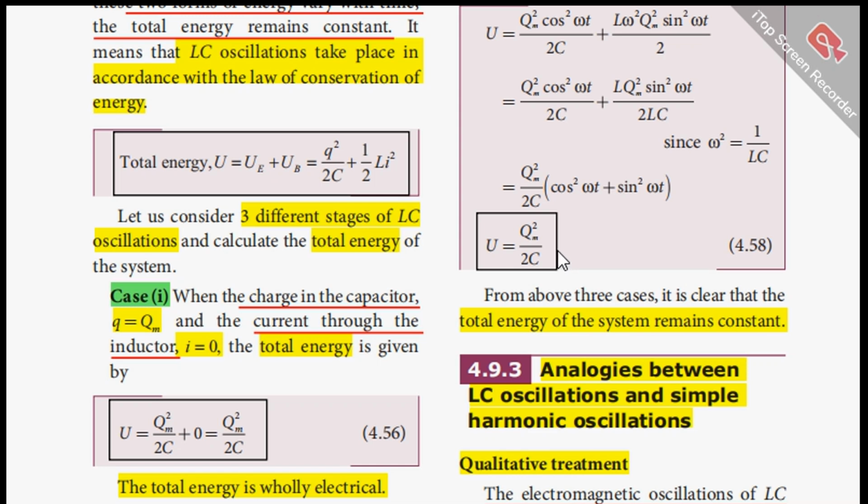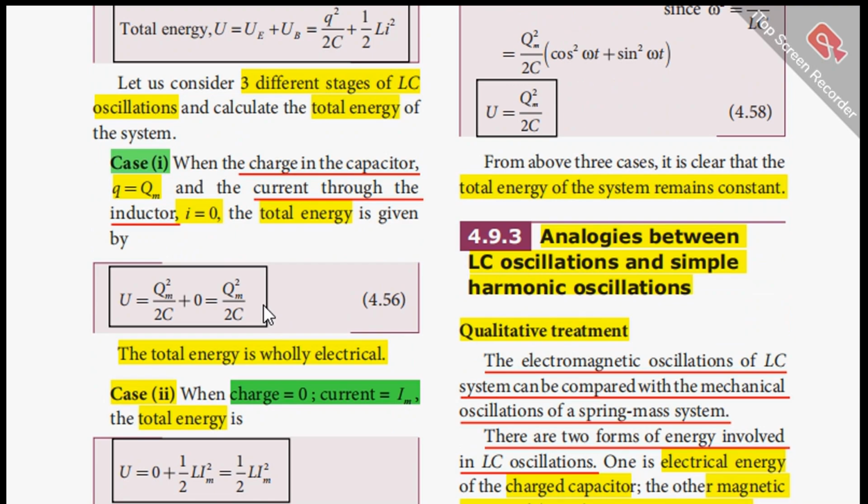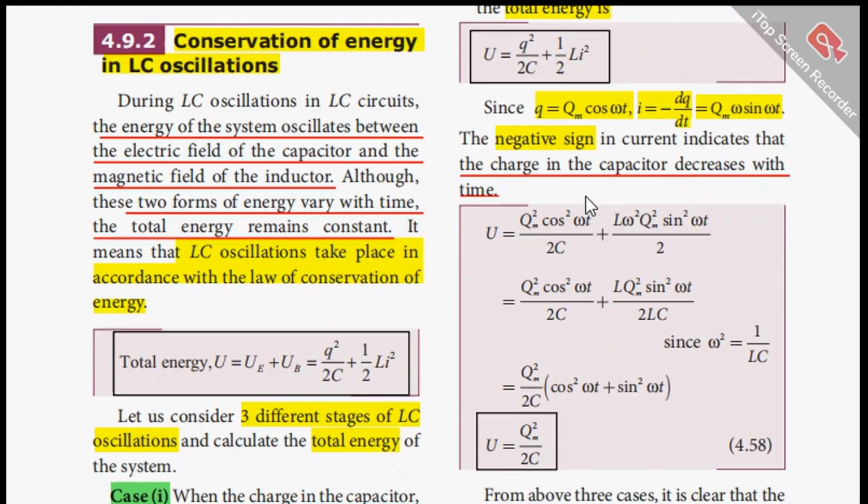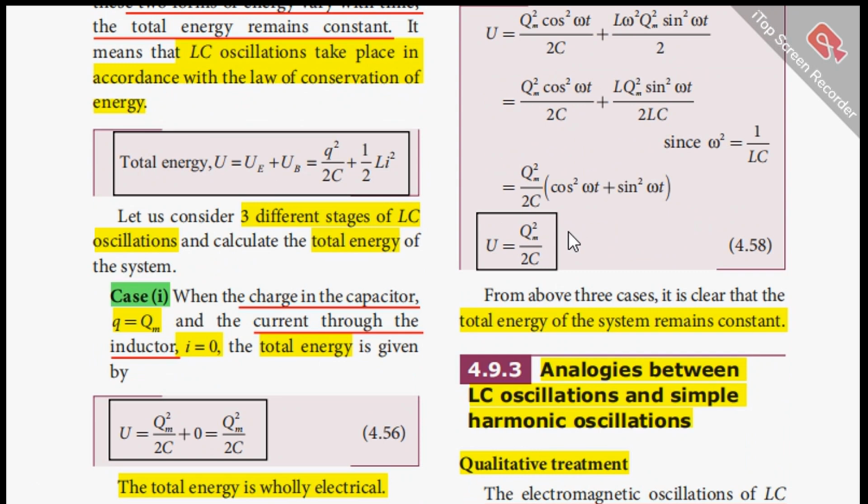So you can see that in the first case it's given by Q square by 2C, and in the second case also it's given by Q square by 2C, and in the third case again the expression for energy is given by Q square by 2C. So the total energy of the system will always remain a constant.